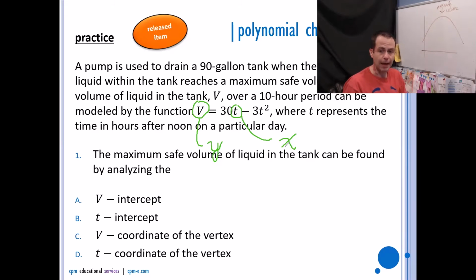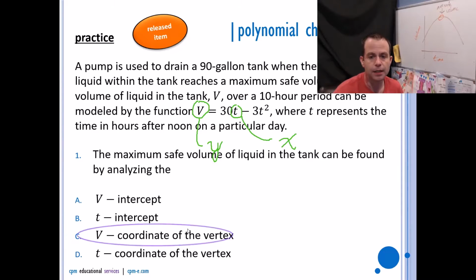Okay, so the maximum safe volume of the tank can be found by analyzing the, well, what is that? That is the vertex. But remember, we're looking at time versus volume. So do we want the t value of the vertex or do we want the v value of the vertex? Well, did they ask us for when the pump kicked in or did they ask us what the maximum volume is? They asked us what the maximum volume is. So that's your y value or your v value, okay? So it would be the v coordinate at the vertex. So the answer would be C, okay? The V coordinate at the vertex.